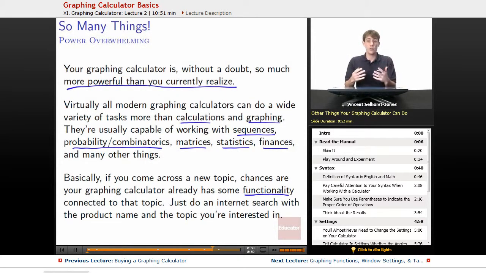So if you start a new topic and you think, oh, it sure would be useful if a calculator could do this, just do an internet search with the product name you've got and the topic you're interested in. Just search your calculator and whatever the name of the thing you're interested in is, whether it's matrices or probability, and you'll probably be able to find very quickly a guide for doing that specific thing with your calculator, and you'll get an introduction to a new way that you can use your calculator.